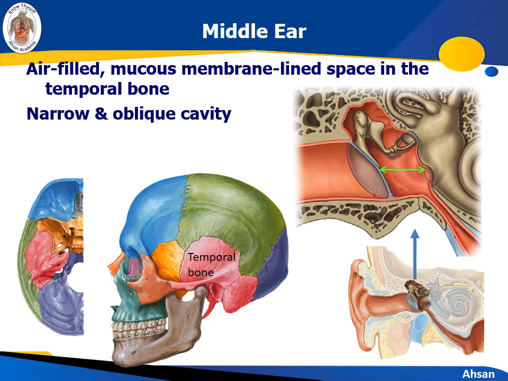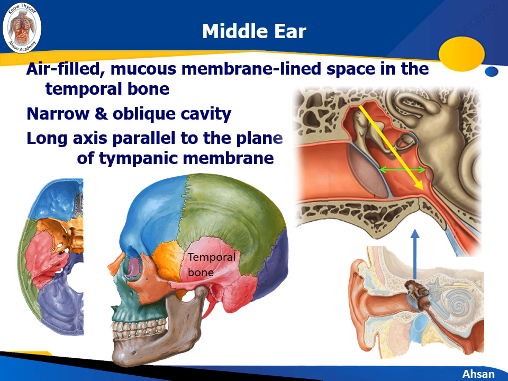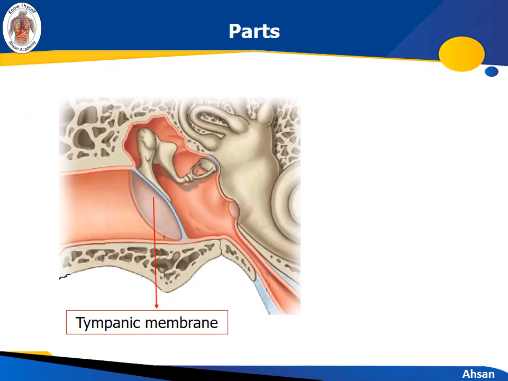It's a narrow and oblique cavity. You can see the direction of the long axis of the cavity. It is parallel to the tympanic membrane. This is the middle ear cavity, you can see, and you can see the tympanic membrane. The upper level of the tympanic membrane is visible, and let me draw a horizontal line.